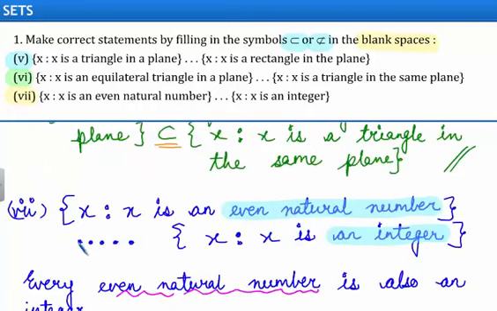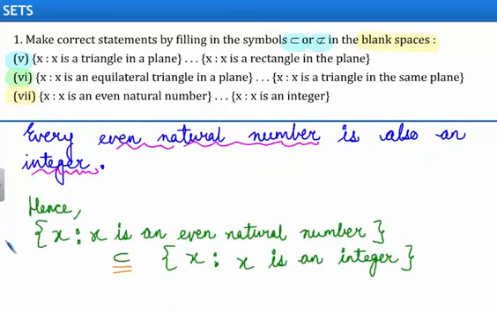So we can fill this as the first set is a subset of the second set. So with this we come to the end of the solution of this question.